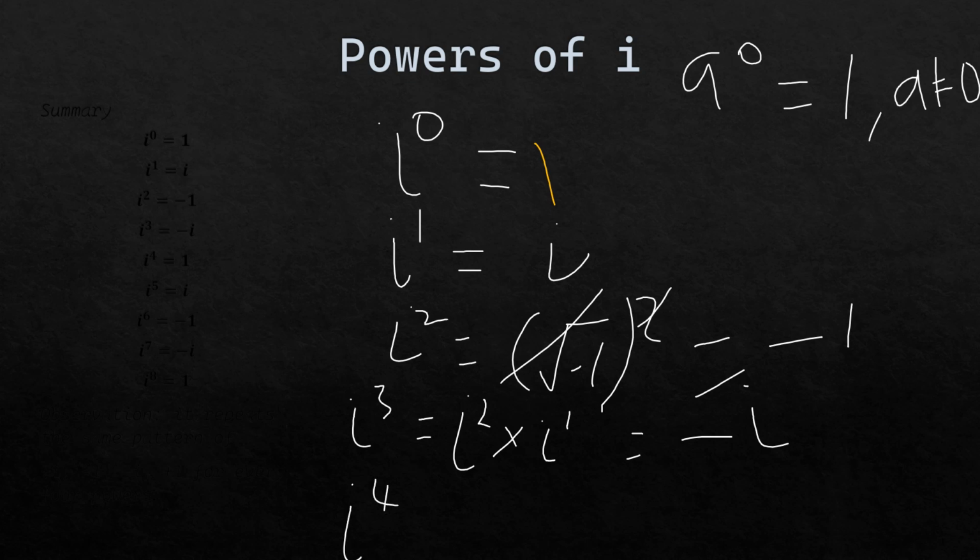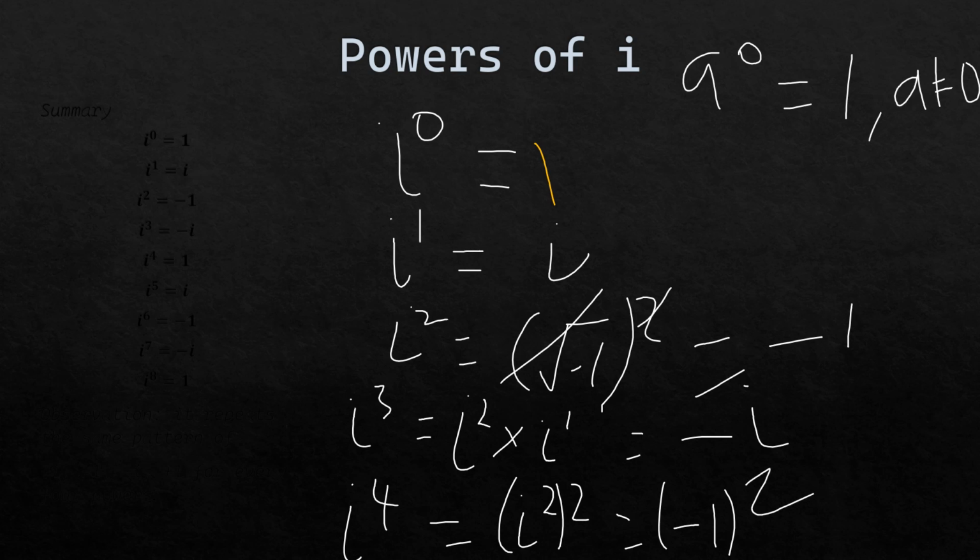What about I to the exponent 4? That will be equal to I squared, all squared. And that will be negative 1 squared. So you get an answer to be what? 1. Simple as that.